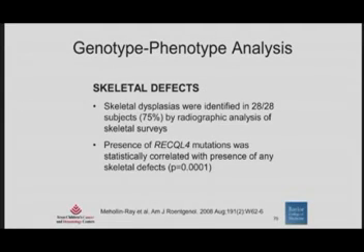In order to determine whether or not the presence of reticuliform mutations correlated with having these skeletal problems, we performed genotype-phenotype analysis. And again, we showed that the presence of reticuliform mutations was statistically correlated with the presence of any skeletal defects. Thus, reticuliform mutations are associated with bone abnormalities.